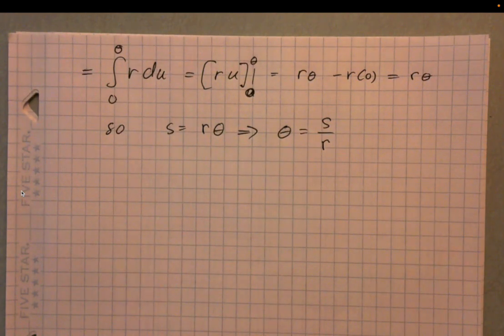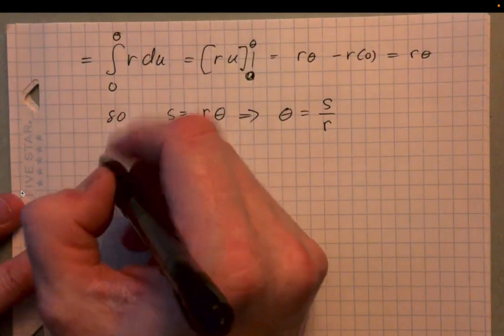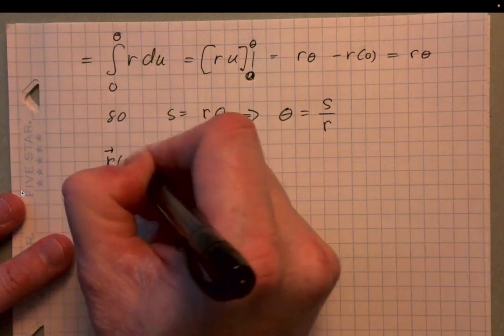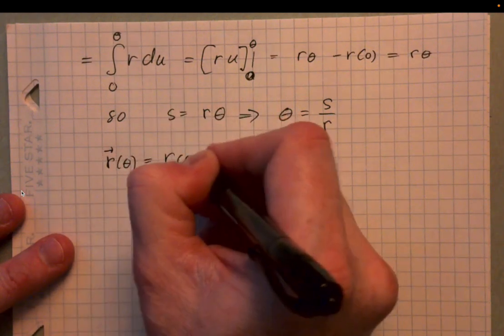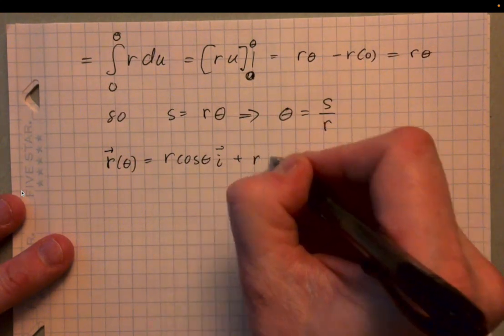Okay, and so we'll input this into our original function. So we had r of theta equals r cos theta times i plus r sine theta times j.